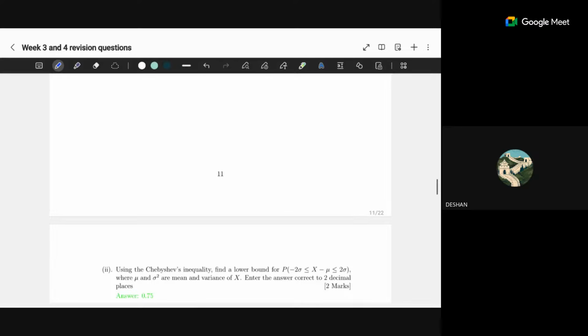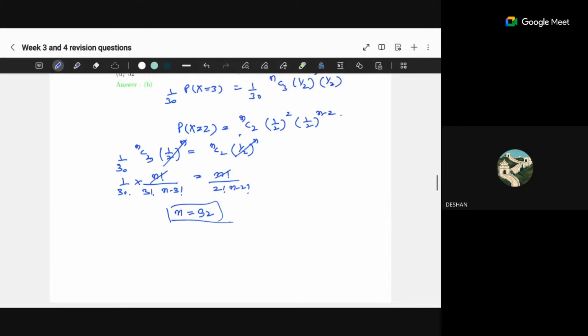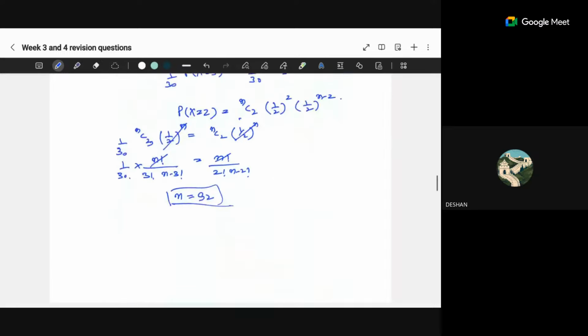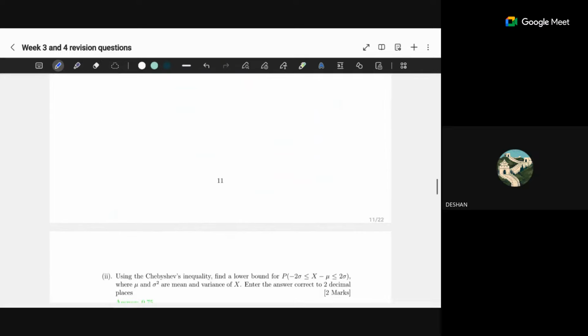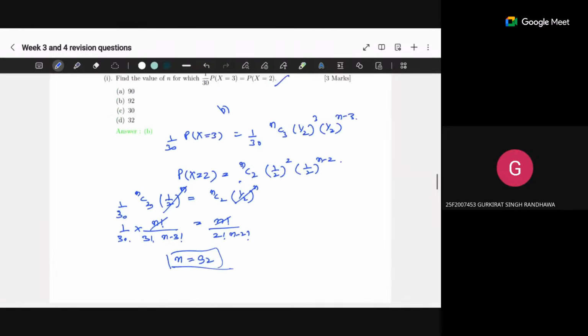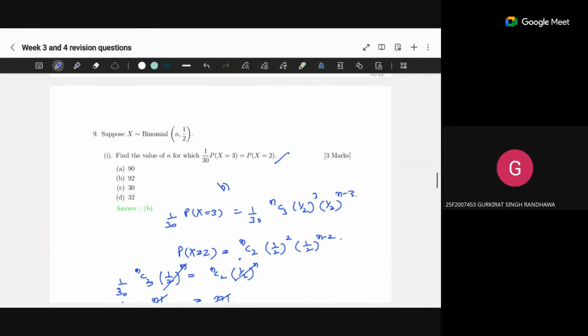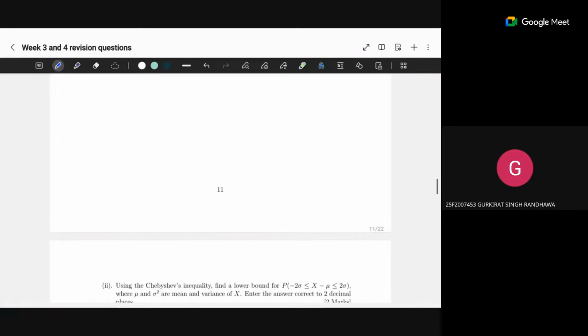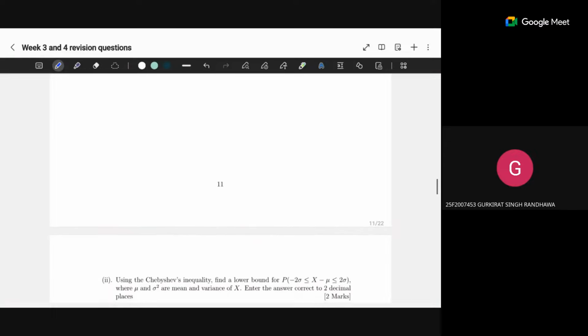Using Chebyshev's inequality, find a lower bound for the probability of this, where mu and sigma square are the mean and variance of x. Enter the answer correct to 2 decimal places. Ma'am, can you scroll a little bit down? That question I'm not able to see. 0.75. Is it correct, ma'am? Yeah, it's correct, 0.75.